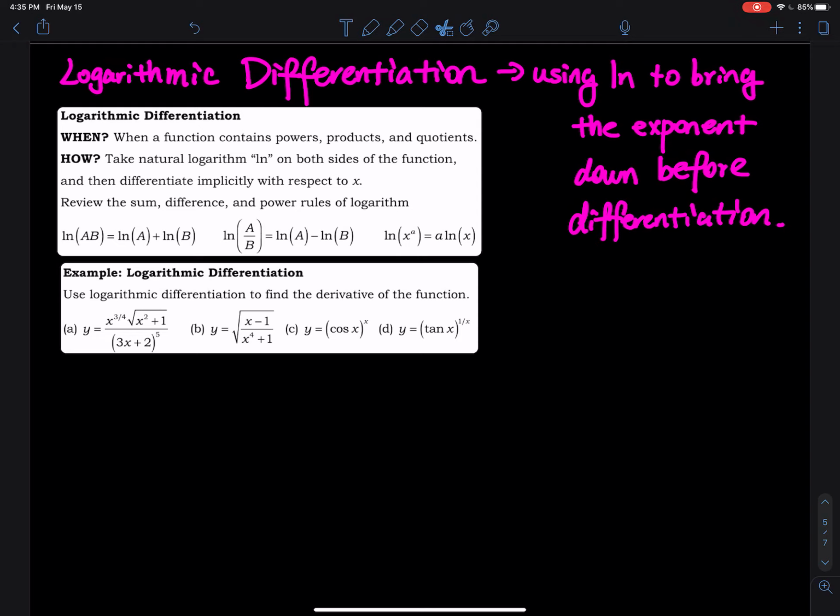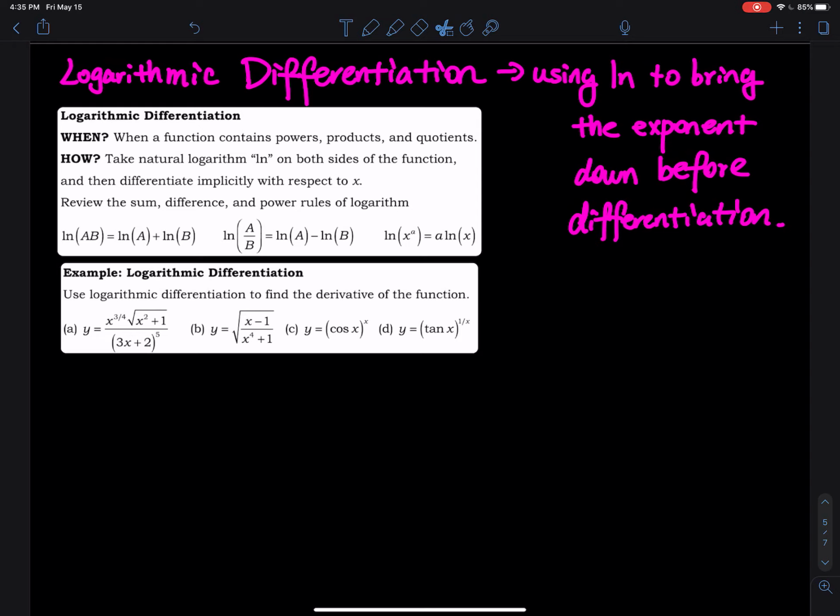And then the second case is you have a function like in part C, you have cosine x raised to an x power. All right, so the base has an x, the exponent has an x. I haven't given you a derivative rule to let you know how to take the derivative of this type of function. So in all these cases, we have to use logarithmic differentiation.